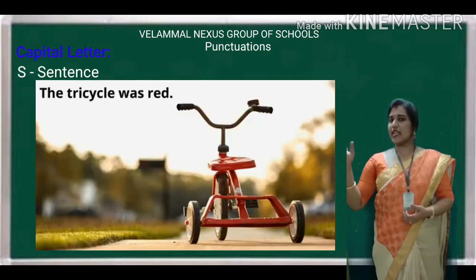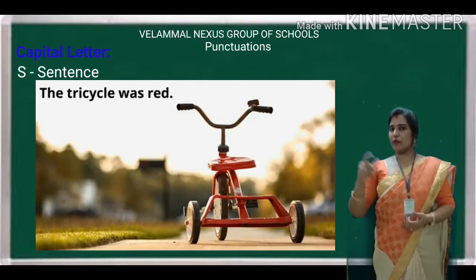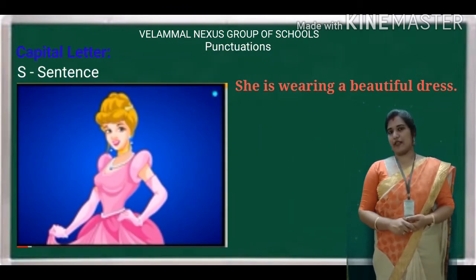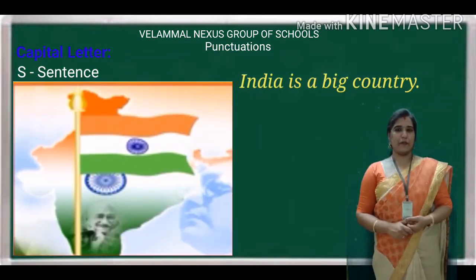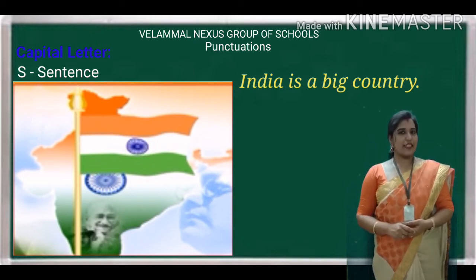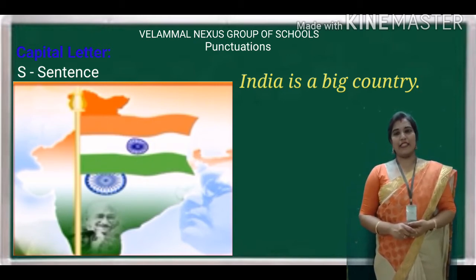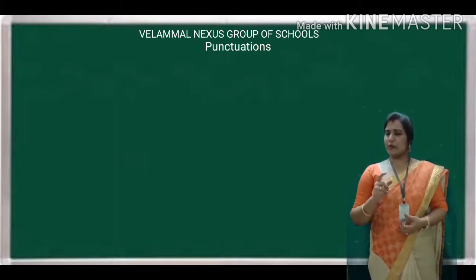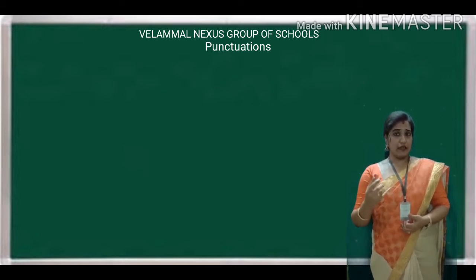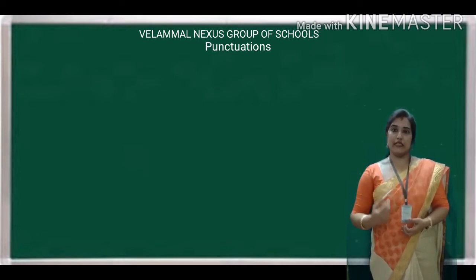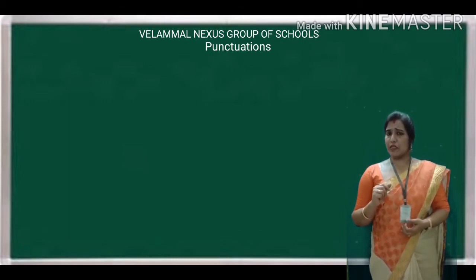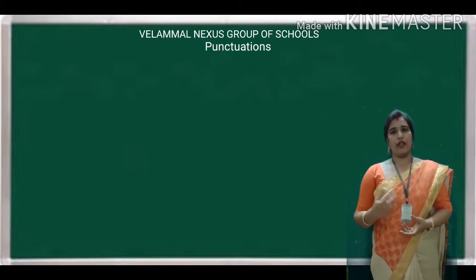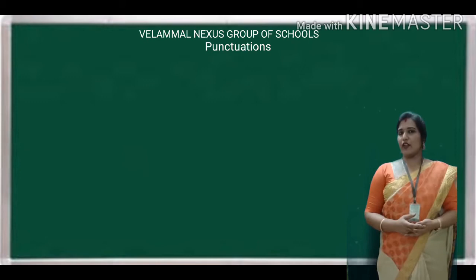Okay, the tricycle was red. Look at the picture. The tricycle was red. She is wearing a beautiful dress. The next, India is a big country. Check the first letter. It is capitalized. So these are the places where we should use capital letters. Okay children, so capital letters in the right places can make your writing easier to read and easier to understand. If we do not use any capital letter at all, it would be hard for the reader to know where our sentence starts and where it ends. Okay children, shall we go for the next one?